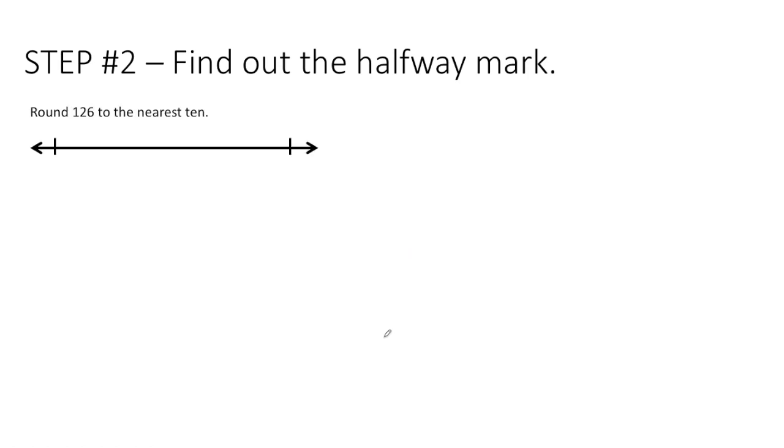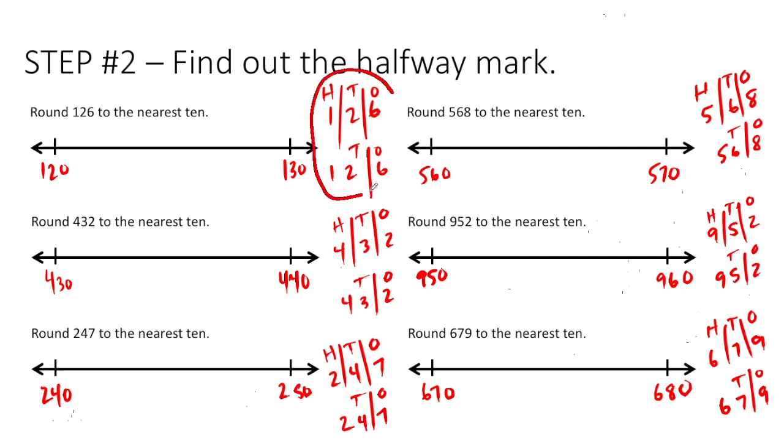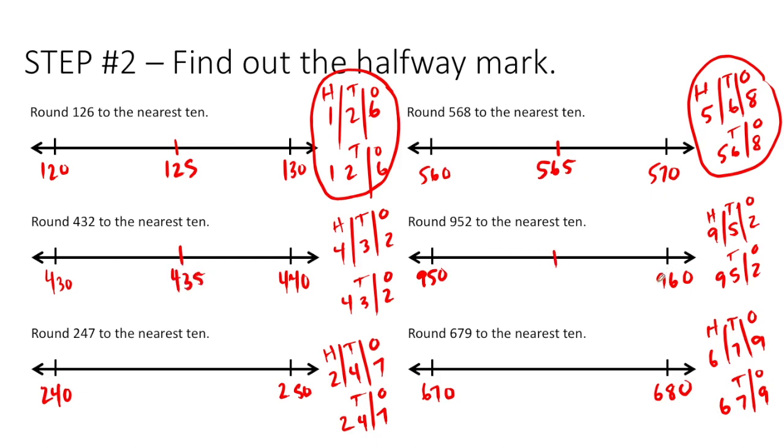Let's try some examples. Imagine someone did the place value charts and figured out what the benchmarks were. Now you need the halfway mark. We went up 10, so the halfway mark is 5, 125. Same thing here. 560, 570, the halfway mark's 5, 565. Here, 430, 440, 435. Here, 950, 960, 955. Here, 240, 250, 245.